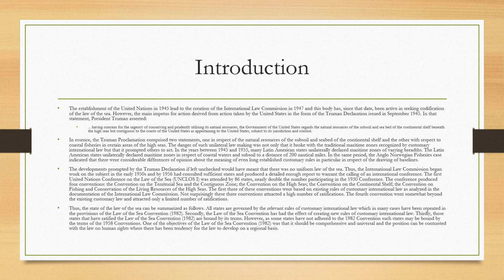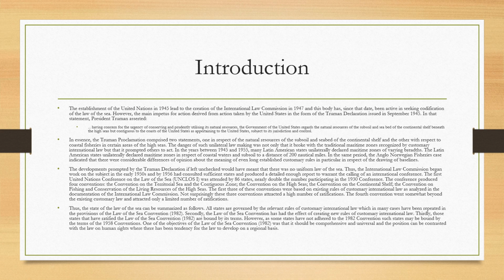The conference produced 4 conventions: the Convention on the Territorial Sea and the Contiguous Zone, the Convention on the High Seas, the Convention on the Continental Shelf, and the Convention on Fishing and Conservation of the Living Resources of the High Seas. The first 3 of these conventions were based on existing rules of customary international law as analyzed in the documentation of the International Law Commission. Not surprisingly, these 3 conventions attracted a high number of ratifications. The 4th convention went somewhat beyond the existing customary law and attracted only a limited number of ratifications.